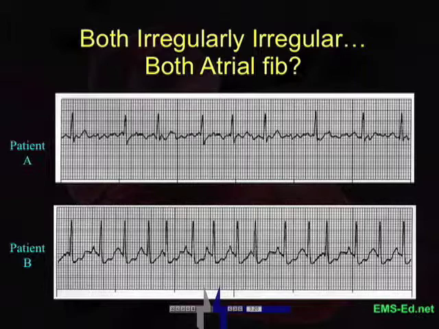Okay, time's up. Remember, the definition for AFib: irregularly irregular with no discernible P waves. Both patients are irregularly irregular, but one patient has discernible P waves. Which one? Patient B.